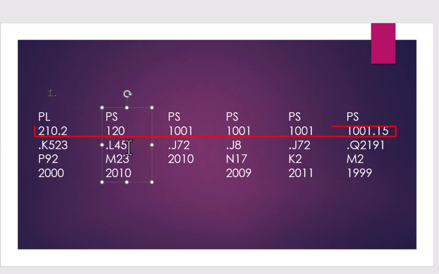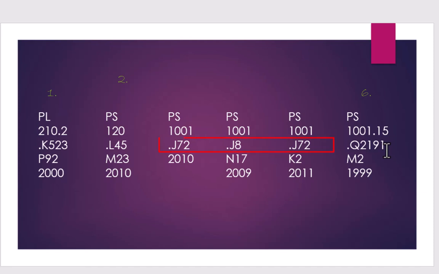Now moving down to the second line, and remember that what we have here is a whole number. So 120 is way less than 1001. PS 120 comes before the other four. The other four have really similar subject numbers, but this last one has a decimal, so it will come last.